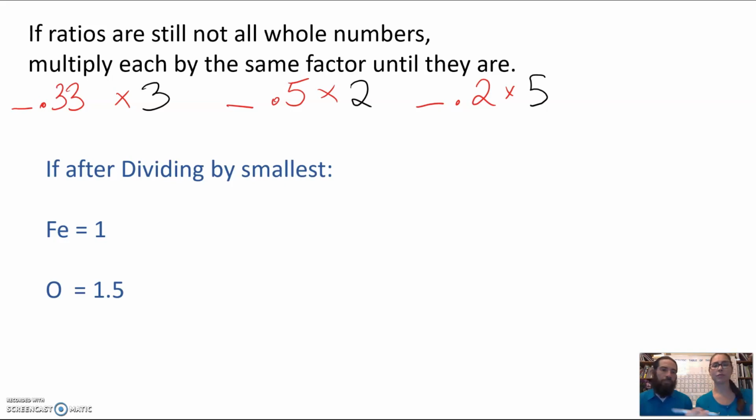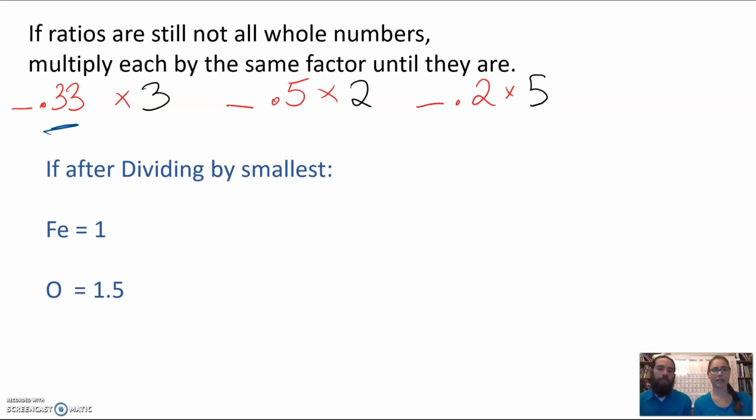So if after you divide by the smallest, you end up with something that has a 0.333 at the end, you're going to multiply by 3. Because that would turn that into a whole number. Multiply everything by 3 in that case. Every single one, right. If one of them ends up being 0.5, you can multiply all of them by 2, etc.